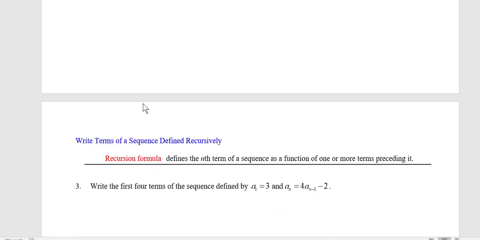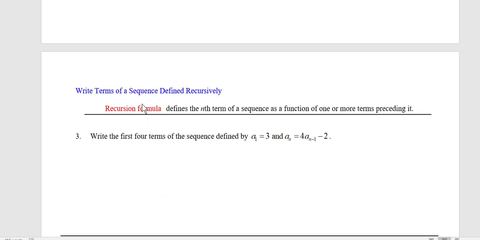I would say there's other ways to describe these nth terms in line, one of which is called a recursive formula. Not an explicit formula, but a recursive formula. It defines the nth term in line in terms of previous terms in line. For example, what we're seeing here, right? The first four terms of the sequence defined by this recursive formula: a1 equals 3, and an equals 4 times a(n minus 1) minus 2.